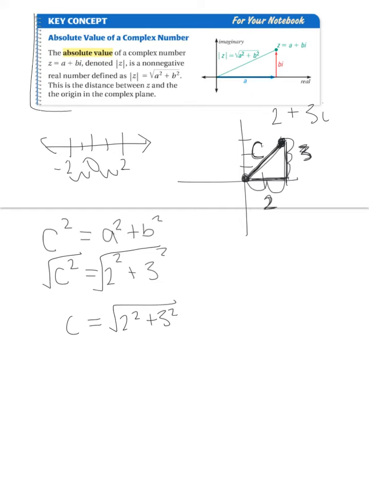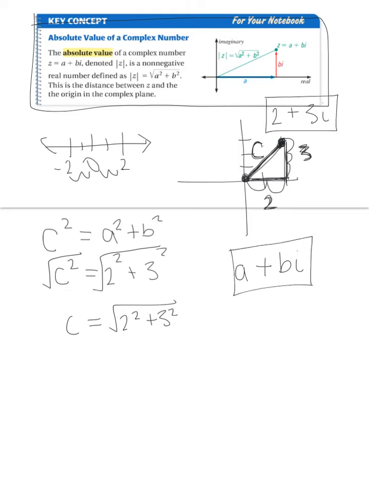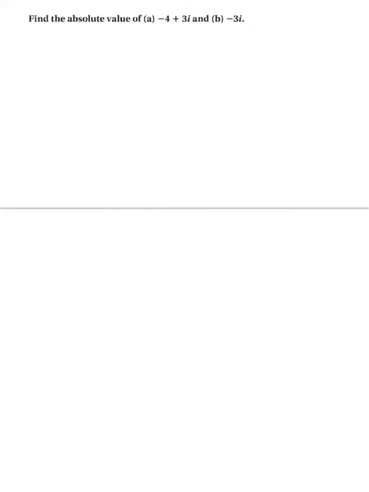So that's all this little key concept box is telling you. It's just telling you in general terms. So in general terms, if we had a standard form complex number, right, like I started with 2 plus 3i, now I just have standard form, and I want to find the absolute value of it. So let's say this standard form is z. So the absolute value of z will be the square root of a squared plus b squared.